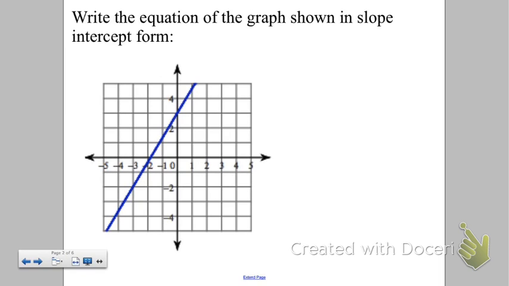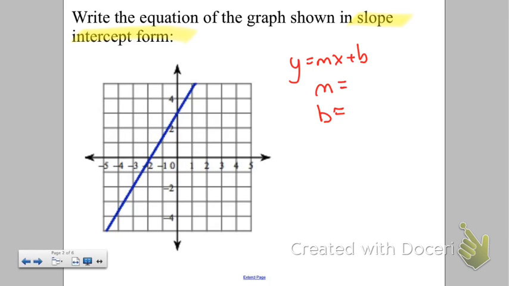Our first question is to write the equation of the graph shown in slope-intercept form. Take a second to copy down the question and draw a quick sketch of the graph. Since I have to write it in slope-intercept form, I know it's going to be y equals mx plus b. I need to find a number for m and a number for b.